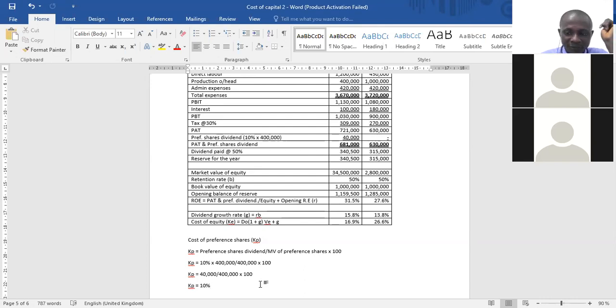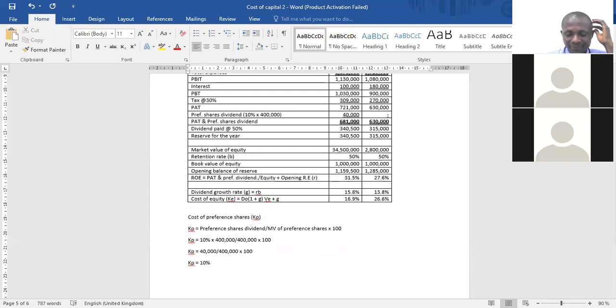So that's that about cost of preference share. What about cost of debt? The cost of preference share is for only Taiwo. Don't forget, it's only Taiwo that has preference share. Now let's go to cost of debt.